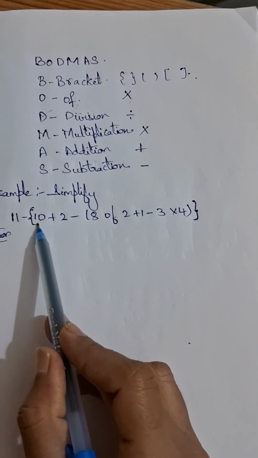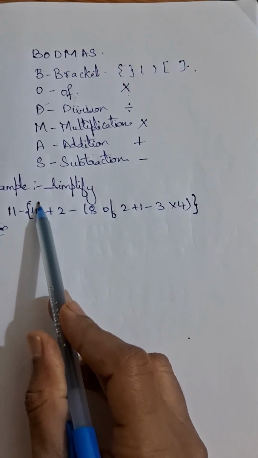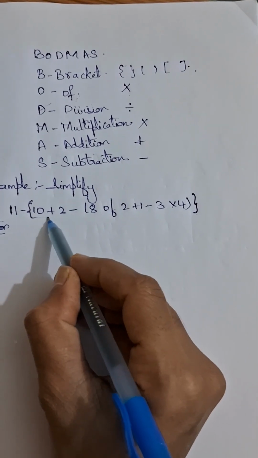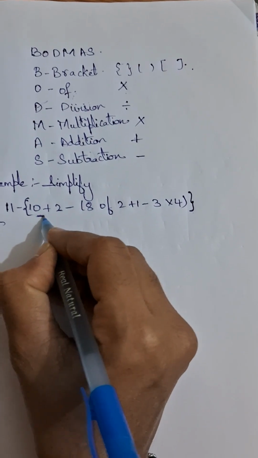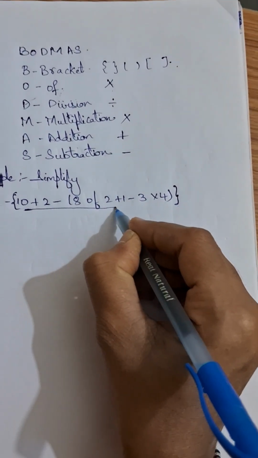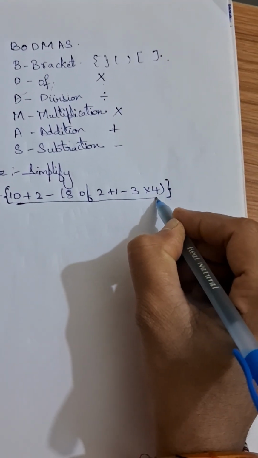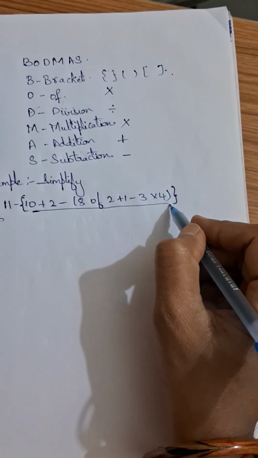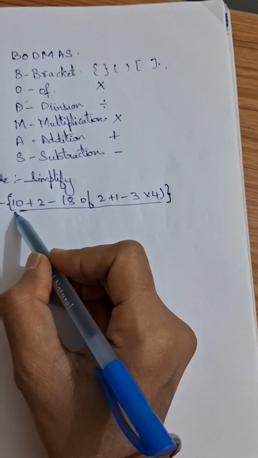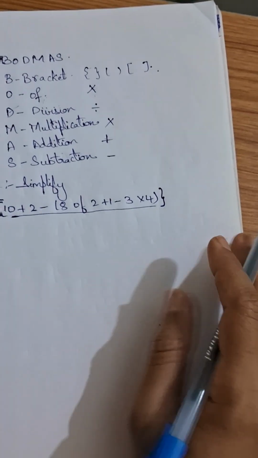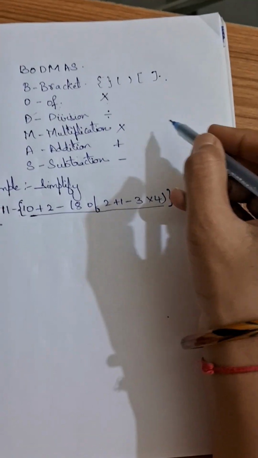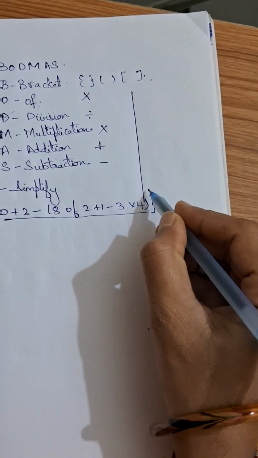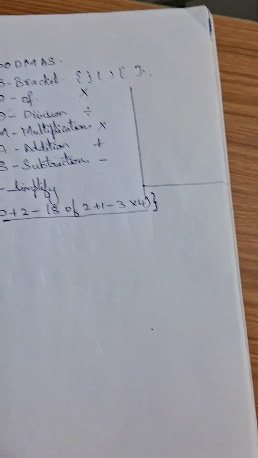So in the bracket term, suppose for the bracket term you have this term: 10 plus 2 minus 8 of 2 plus 1 minus 3 into 4. This is the bracket term which is present in the flower bracket. Now again remove the flower bracket and observe. First let us draw the rough part. Always it should be on the right side of your book.